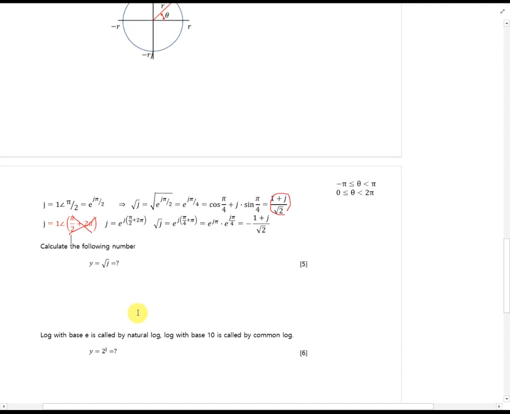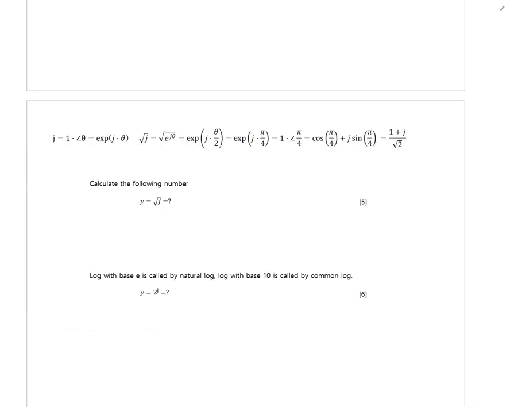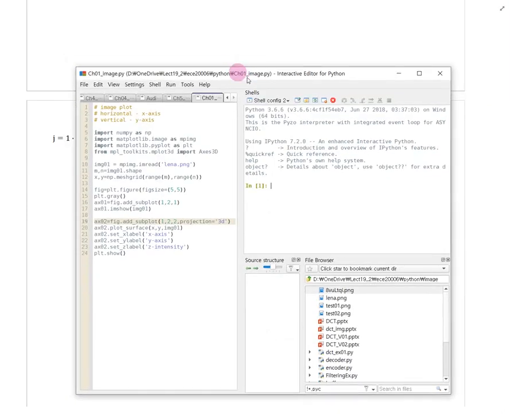Okay, we talk about y equals square root of j, so that is given in this way, and the conventional angle ranges are given in this way. Then you can get this result, not this one. And what about this one, y equals e to the j? So what will be the value of this one? Think about that. You can find out the number by using Python or Excel.